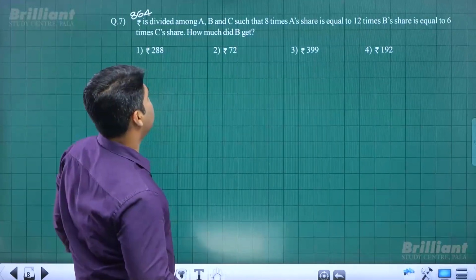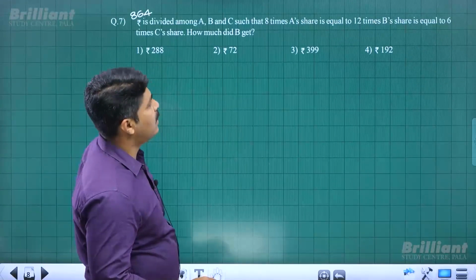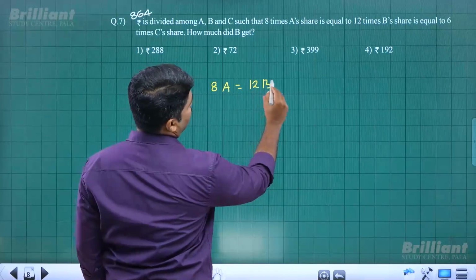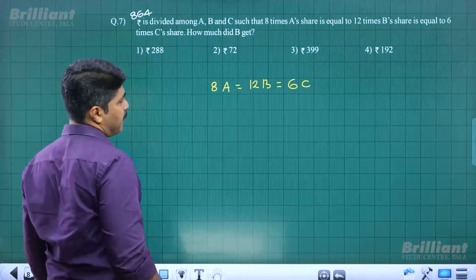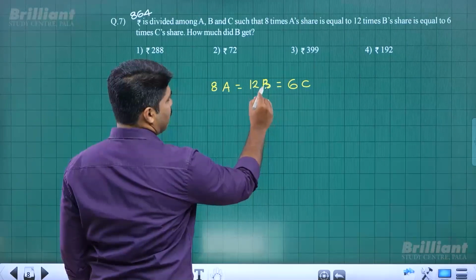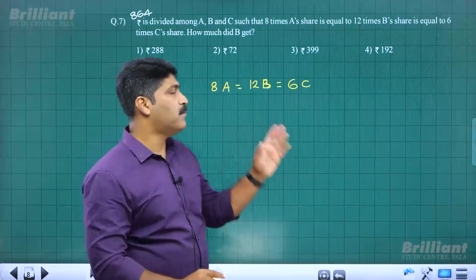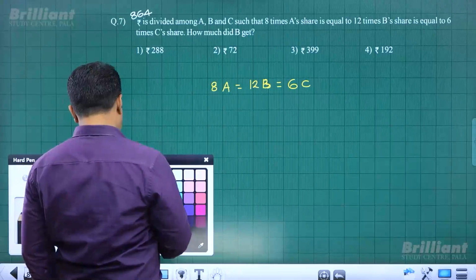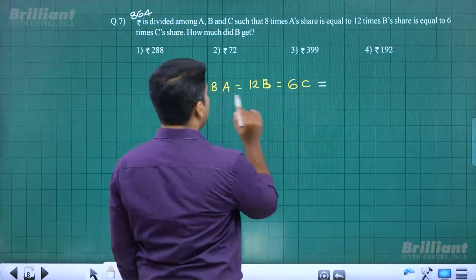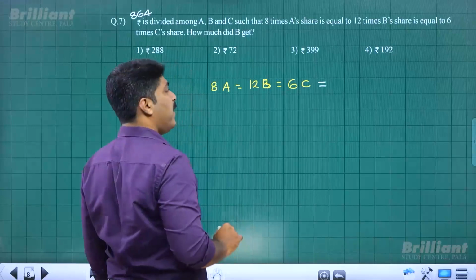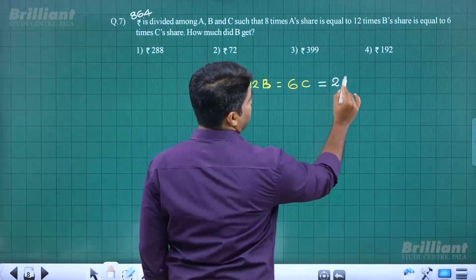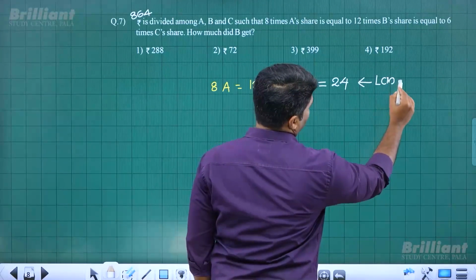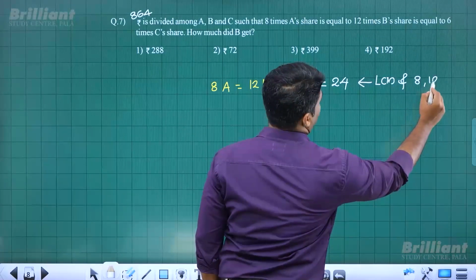Here, rupees 864 is divided among A, B, C, such that 8 times A's share is equal to 12 times B's share, is equal to 6 times C's share. Previously, we discussed these types of questions. How can we find the ratio between A, B, and C from this type of statement? You just equate these expressions to the LCM of 8, 12, and 6. What is the LCM of 8, 12, and 6? That is simply 24.